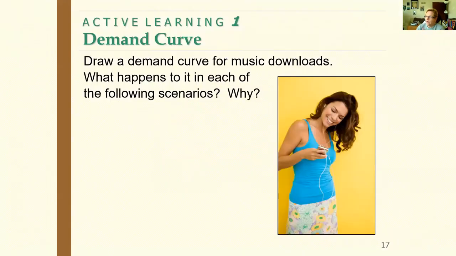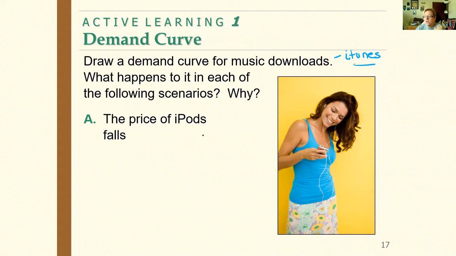Okay, now let's try this out, see how we do. Draw a demand curve for music downloads. What happens to it in each of the following scenarios and why? So downloading from, say, iTunes, okay? All right. So the price of iPods falls. Now, this is how we're going to do this. Yes, there's a price word there, but I don't want you to think about that. I want you to think about the subject. So we have iPods. What are iPods to music downloads? Are they substitutes? Are they complements? What are they? Okay. Let's see what our next question asks.